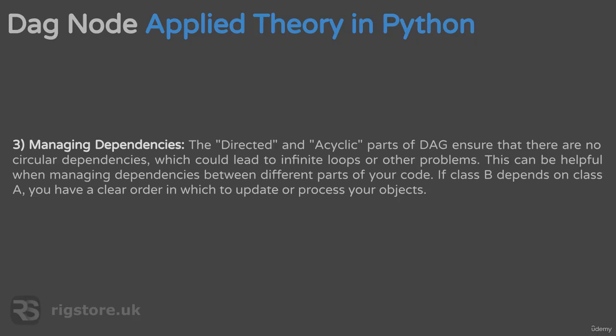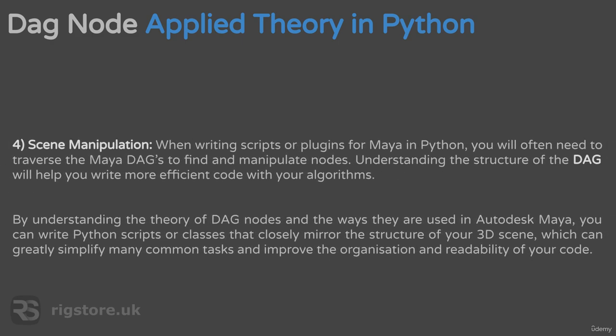If class B depends on class A, you have a clear order in which to update the processes or your objects. Number 4, scene manipulation. When writing scripts or plugins for Maya in Python, you will often need to traverse the Maya DAGs to find and manipulate nodes. Understanding the structure of the DAG will help you write more efficient code with your algorithms.